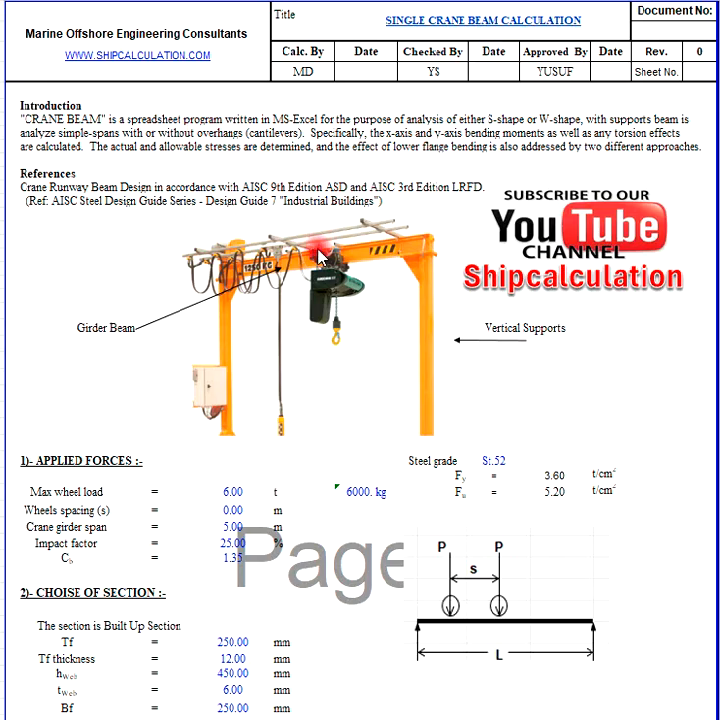The actual and allowable stress are determined and the effect of lower flange bending is also addressed by two different approaches. This calculation is based on the reference from the AISC, American Institute of Steel Construction, third edition, or you can see the AISC Steel Design Guide series, Design Guide 7, Industrial Buildings, or you can find it in any other rules like DNV from the lifting rules.